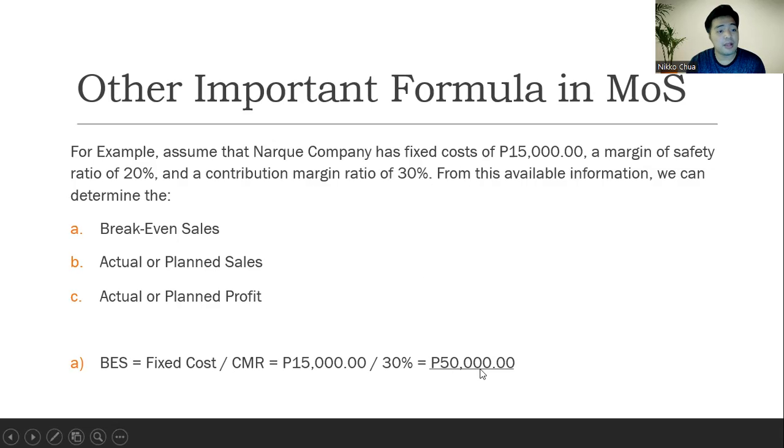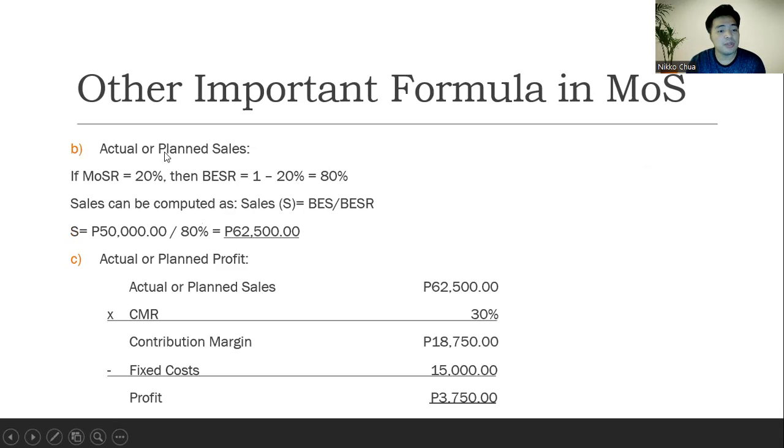And we have 50,000 pesos. For B, actual or planned sales, if the margin of safety ratio is equal to 20%, then from our formula earlier, the break-even sales ratio is equal to 1 minus 20%, that is 80%. That is our BESR. So sales can be computed as sales equals BES over BESR. So our break-even sales earlier in A is 50,000 over the break-even sales ratio, that is 62,500. And that is B.